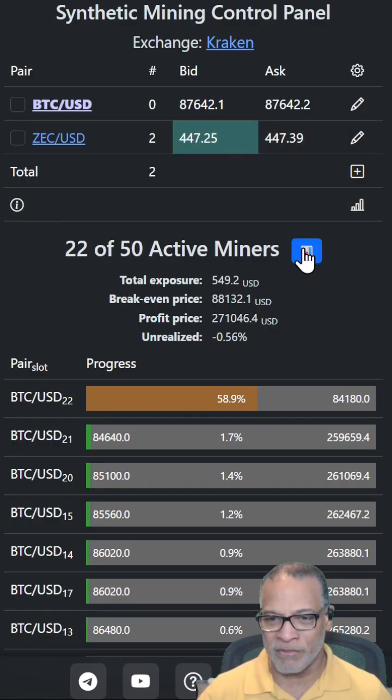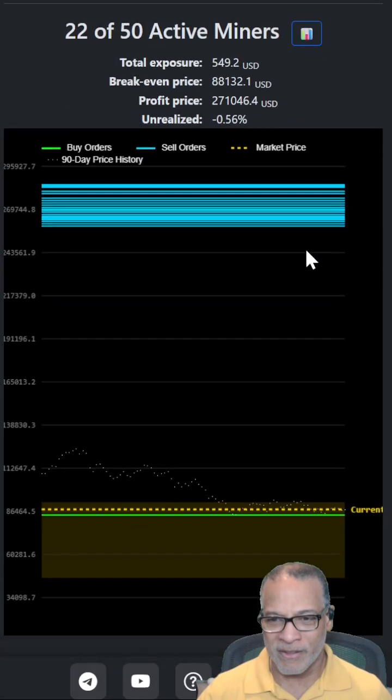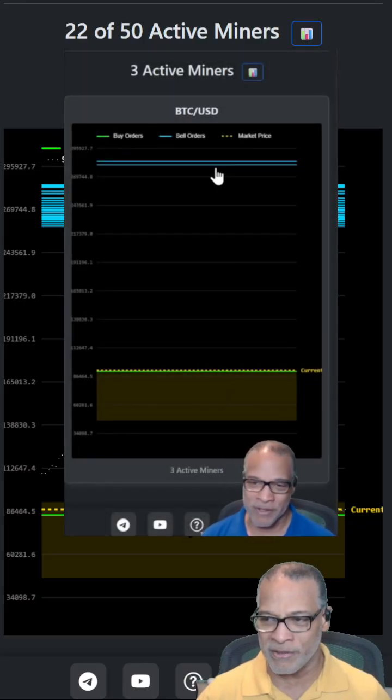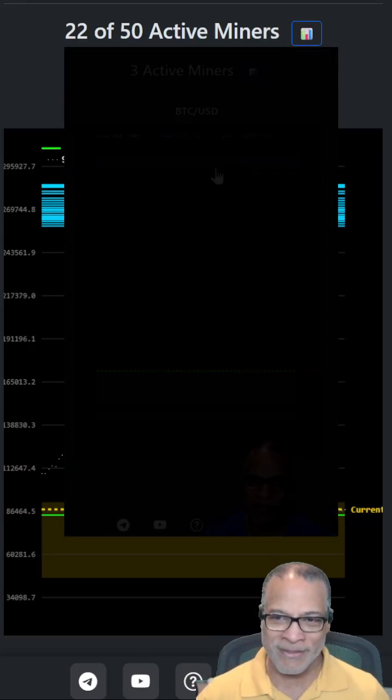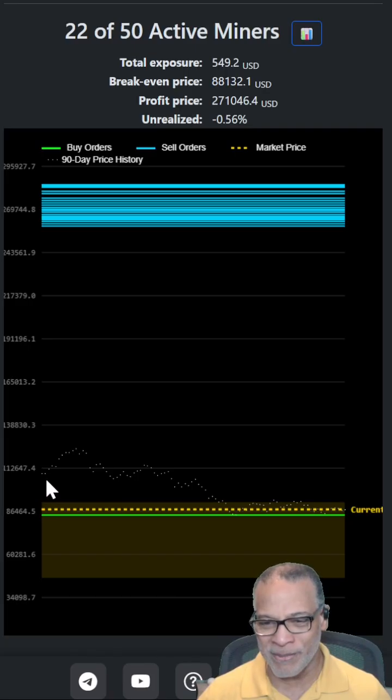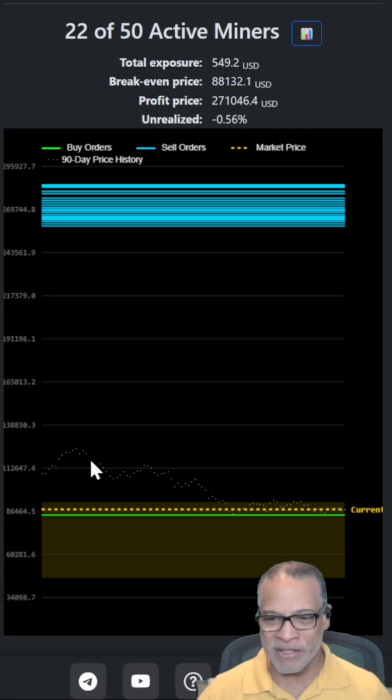Let's look at the market view, and that, if you notice, looks quite a bit different. The last time we had two little blue lines up here and one green line down here, but now we've got 22 blue lines and one green line. Oh, and I added a feature to the synthetic mining control panel. This is showing the historical closing prices daily over the last 90 days, just to give an idea of what the price is doing.